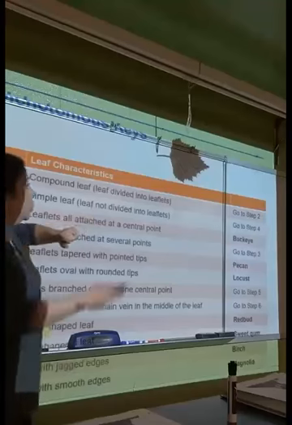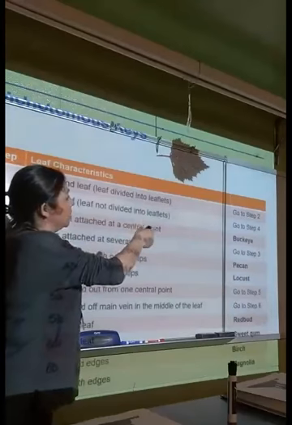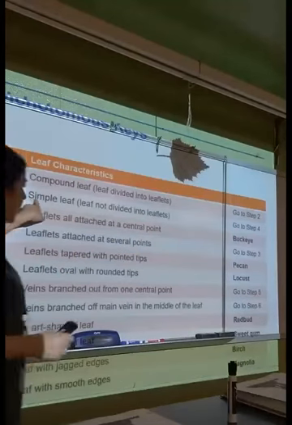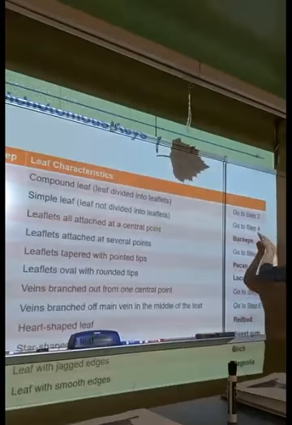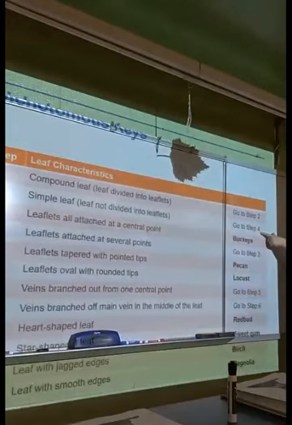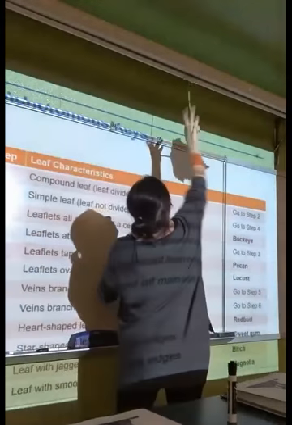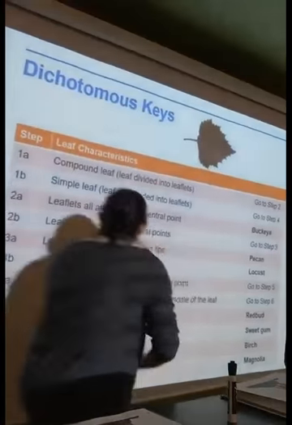Do we have a bunch of leaves coming off of this main little stem here? No. So are we at 1A or 1B? We're at simple leaf, right? Simple leaf. Leaf not divided into leaflets. What step do we go to? Step 4. So go to step 4. I'm going to put this down now so we can see it better. All right, step 4. Take a look.